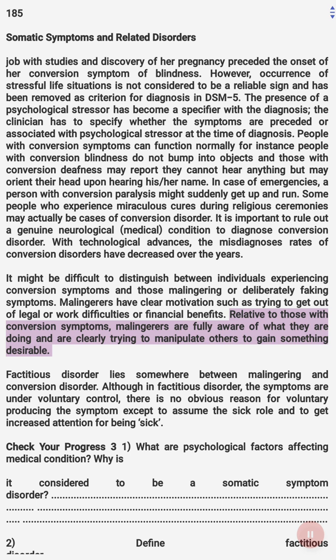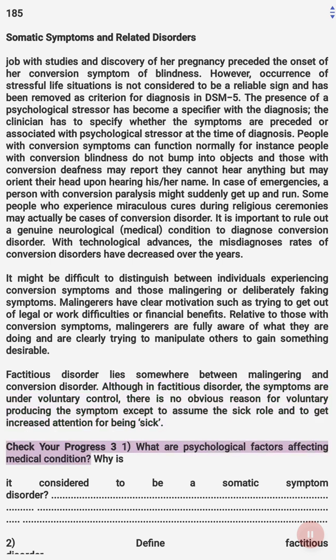Relative to those with conversion symptoms, malingerers are fully aware of what they are doing and are clearly trying to manipulate others to gain something desirable. Factitious disorder lies somewhere between malingering and conversion disorder. Although in factitious disorder the symptoms are under voluntary control, there is no obvious reason for voluntarily producing the symptom except to assume the sick role and to get increased attention for being sick.